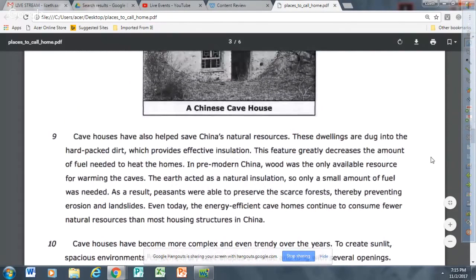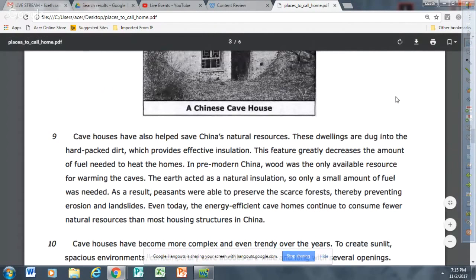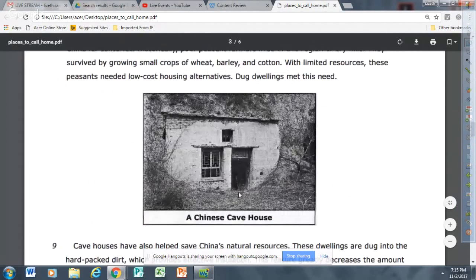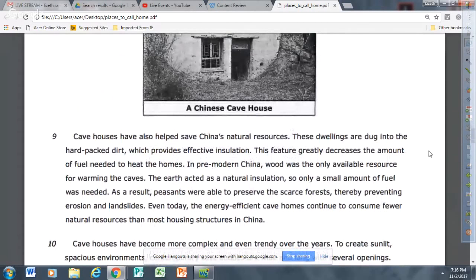Cave houses have also helped save China's natural resources. These dwellings are dug into the hard-packed dirt, which provides effective insulation. So it's protected again from the heat. Remember, the insulation from the wet, too cold or too hot, insulation helps. The feature greatly decreases the amount of fuel needed to heat the homes.